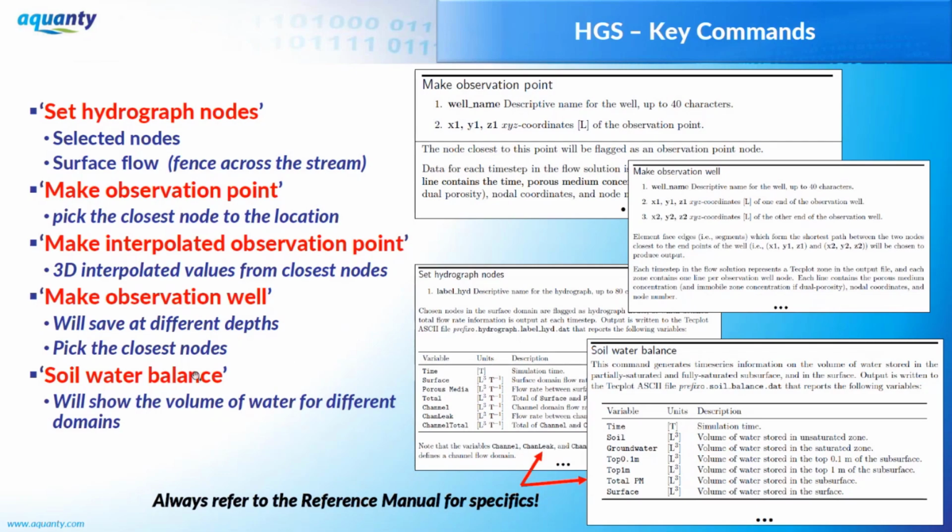You have a soil water balance command. This one will give you this list. It will give you, at a certain time, the amount of water in soil, which is the unsaturated part, the amount of water in the groundwater, which is the saturated part, the top 10 centimeters, the top 1 meter, the total porous media, all the water in your porous media domain, and all the water in your surface domain. This is really useful when you are looking at a long simulation and you want to see if your domain is drying or wetting.